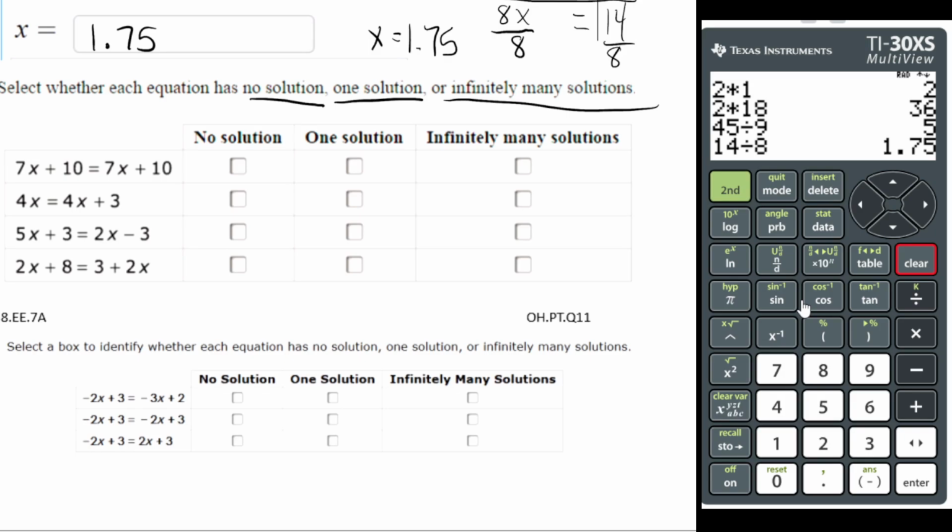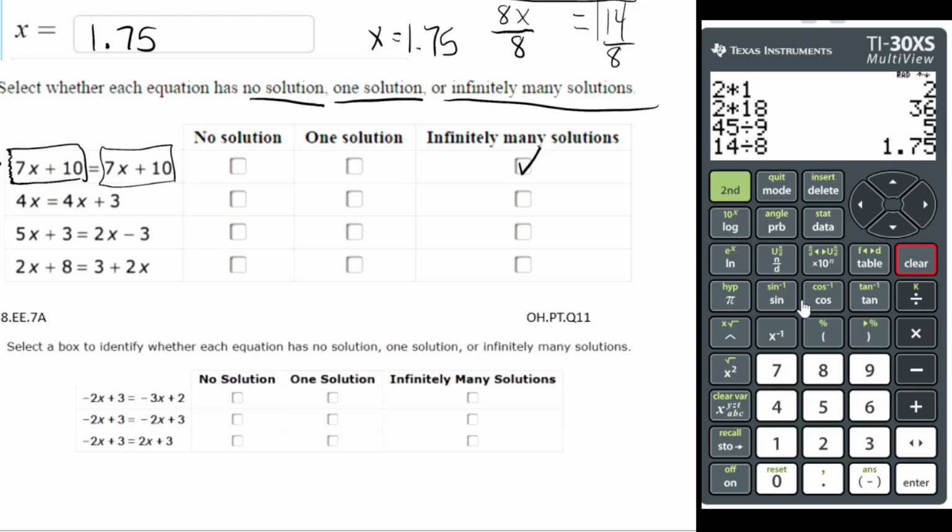Okay, number 1, 7x plus 10 equals 7x plus 10. That's literally the exact same thing. They literally just took your left side, you cut it, and then you pasted it on the right side. It's the same thing. You don't need to do algebra because it's the same thing. So it's infinitely many.